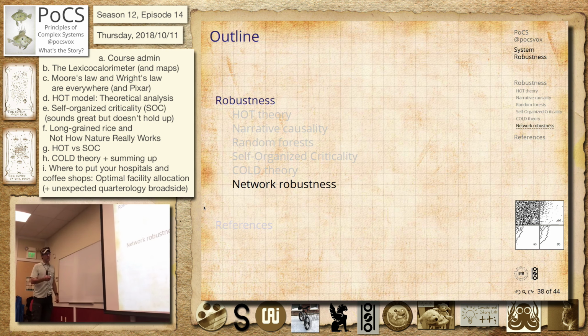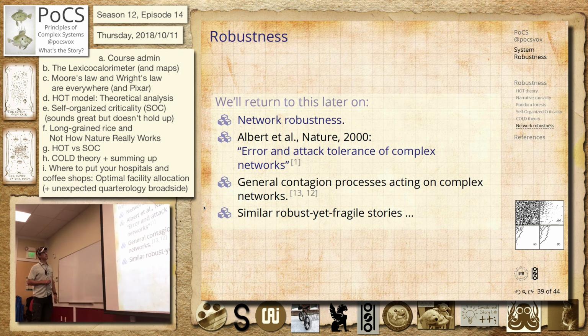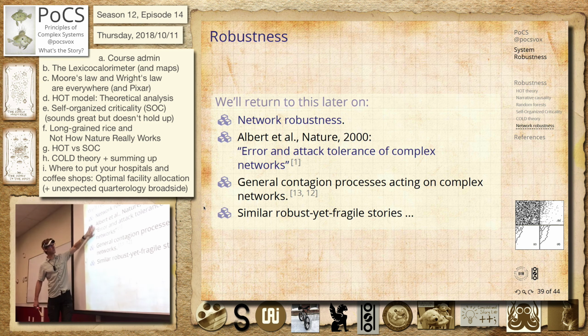Okay, so we're going to talk about this later on when we get to networks, but it's error and attack for complex networks, so it's another part of robustness.